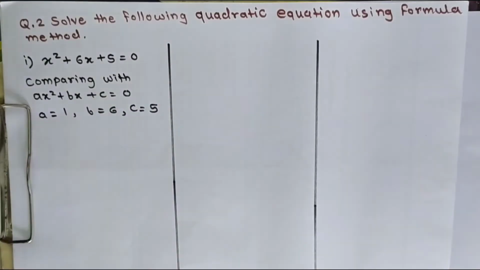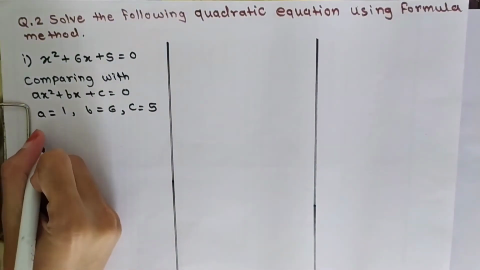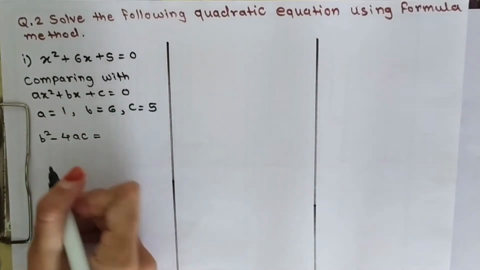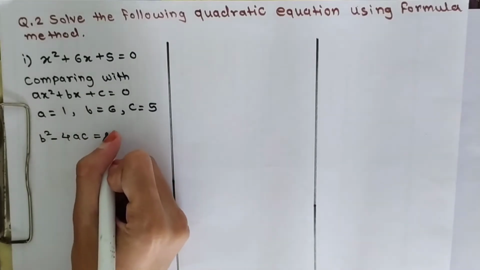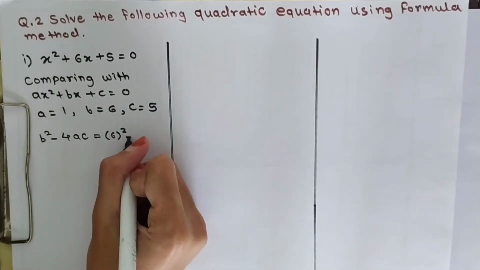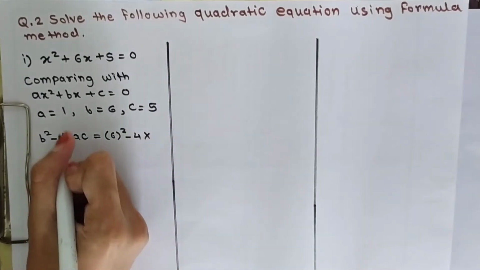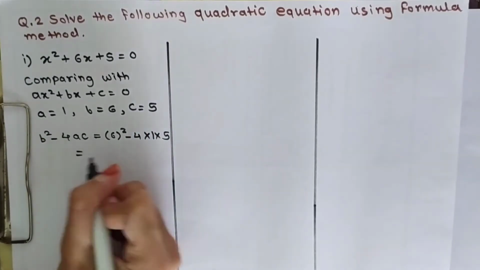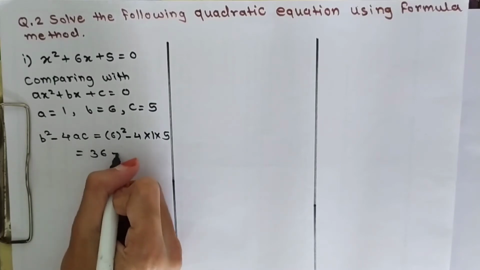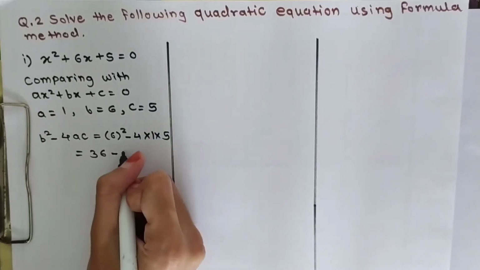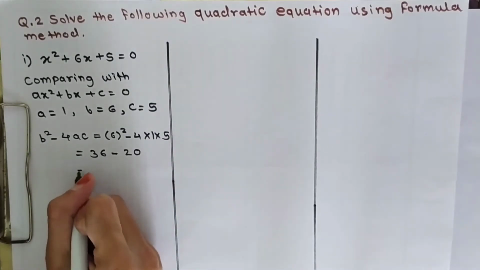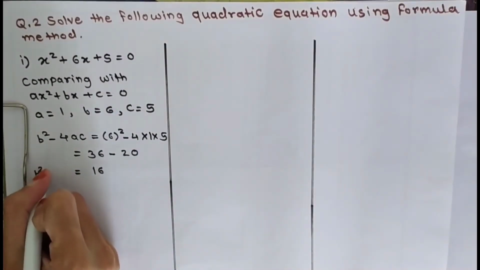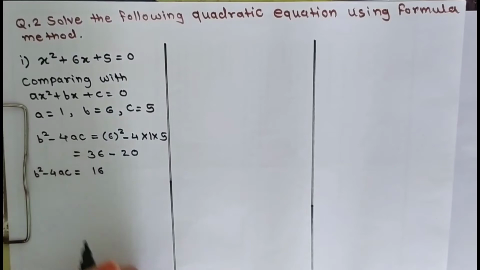Okay. Now first find b square minus 4ac. b square is 6 square minus 4 multiplied by a is 1 multiplied by 5. So 6 square is 36 minus 5 4s are 20, 36 minus 20 is 16. Therefore, b square minus 4ac is 16.